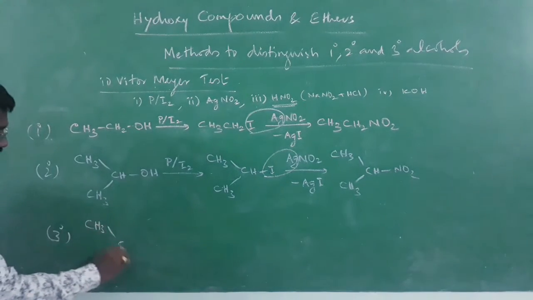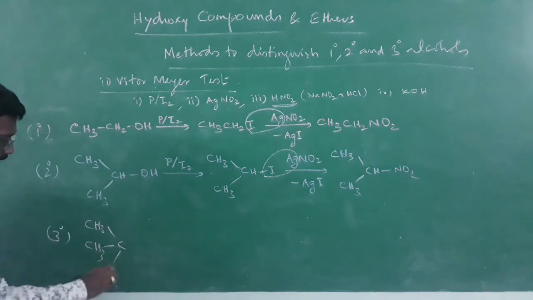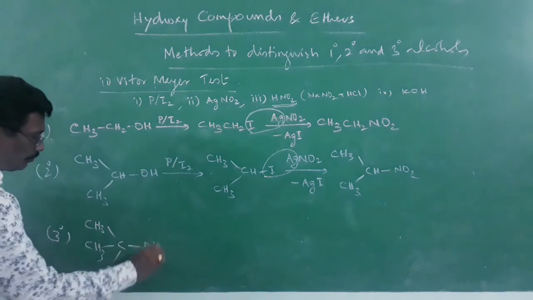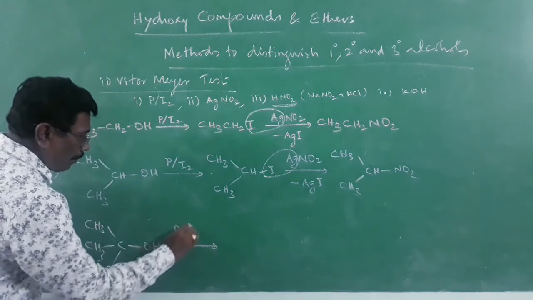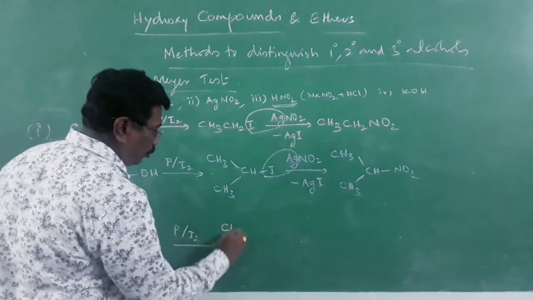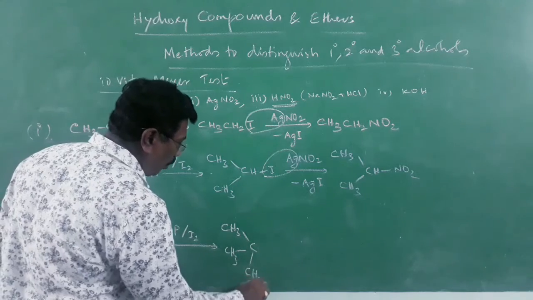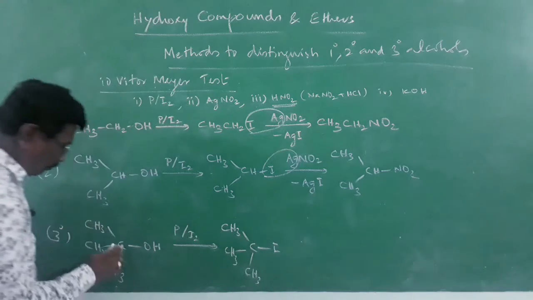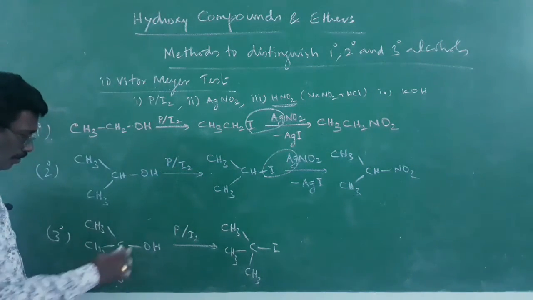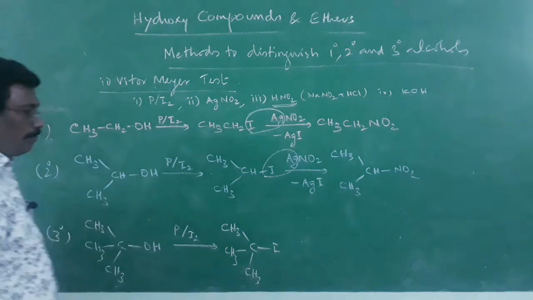(CH3)3C-OH. As usual, react with phosphorus and iodine. OH should be replaced by I. It is a tertiary alkyl. Why? The carbon having OH is directly bonded with 3 carbon atoms. It is a tertiary carbon.